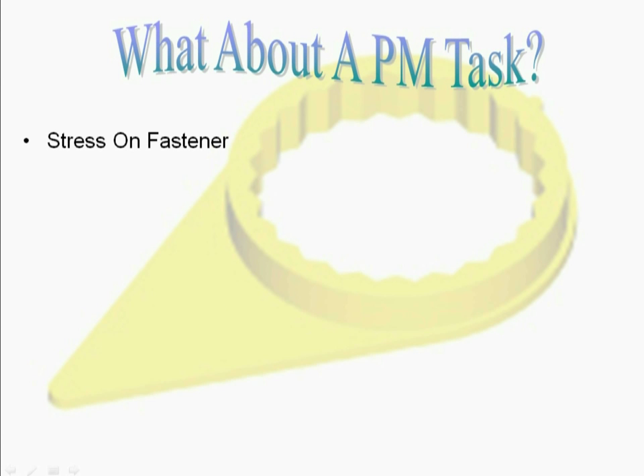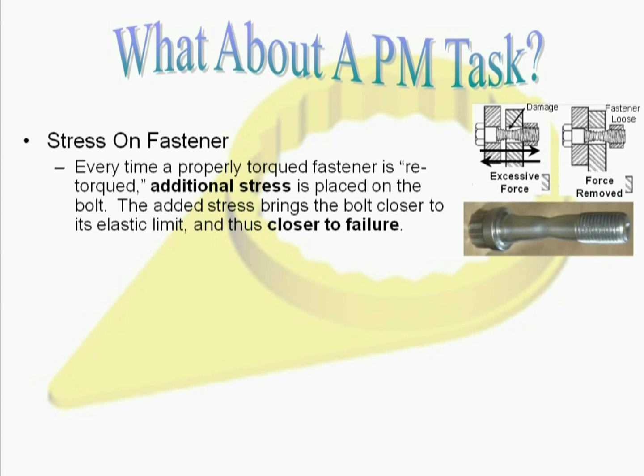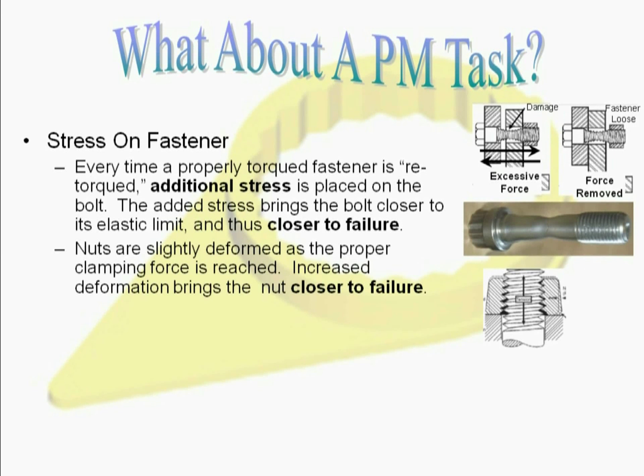And then you look at the fastener itself. Added stress on the fastener. Every time a properly torqued fastener is retorqued, additional stresses are placed on that bolt. The added stress brings the bolt closer to its elastic limit and thus closer to failure. And how about the nut? No one ever thinks of the nut. Well, the nuts are slightly deformed as well as that proper clamping force is reached. Increased deformation brings the nut even closer to failure.